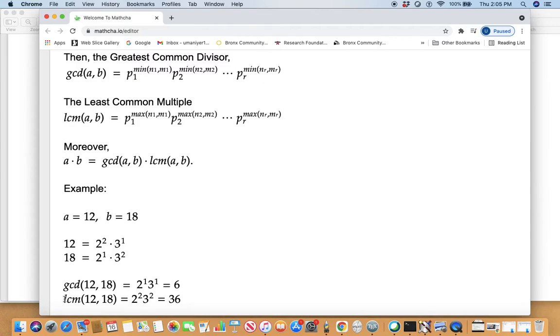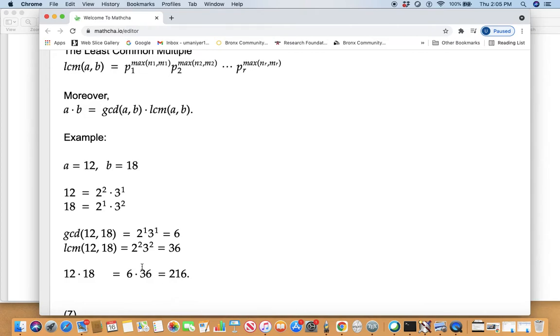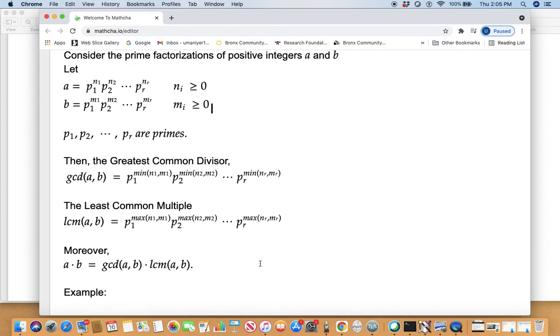divisor. Likewise, the least common multiple. You take the same base, 2 and 2, and take the maximum of the powers. Maximum is 2. Take the same base, 3 and 3, and take the maximum of the powers. Here is 1, here is 2, so 2. 4 times 9 is 36. Is 36 the least common multiple? Yes, it is. Moreover, what is a times b? It's 12 times 18. It is 216. And so is GCD times LCM. That's also 216.